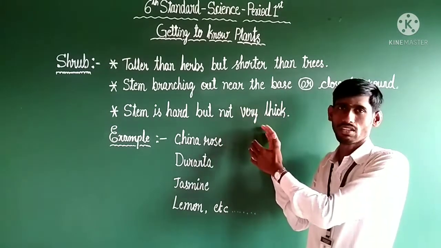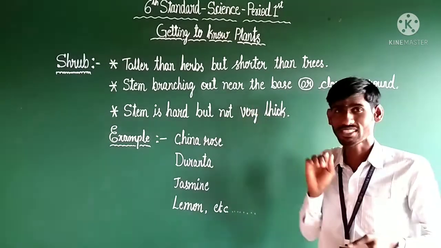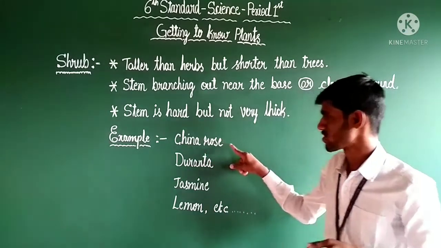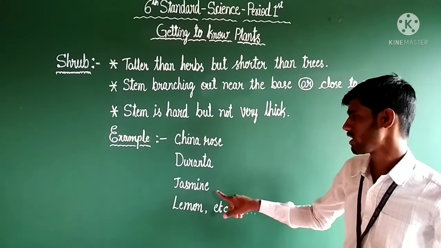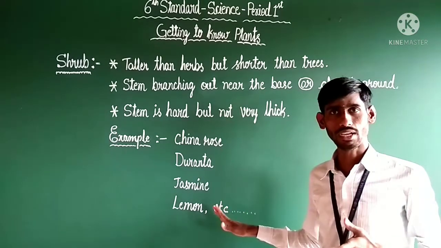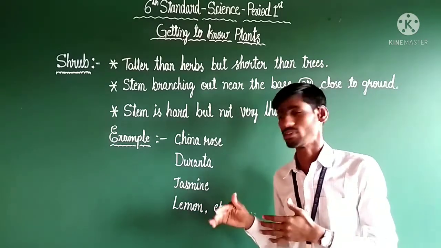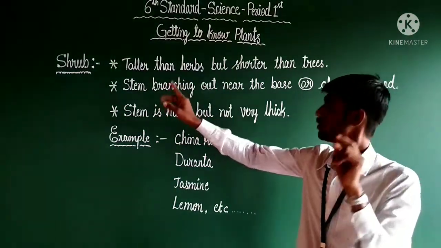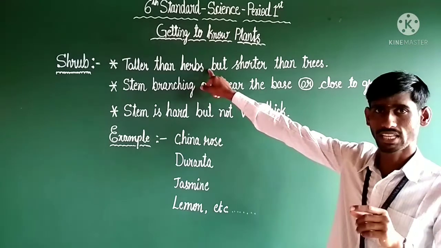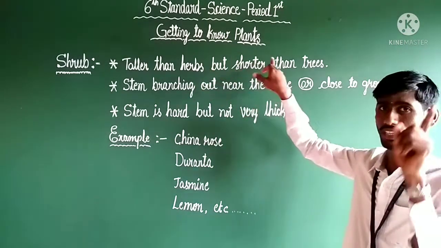If you compare to a tree, it is lesser. It's in between. Dear children, examples of shrubs are China rose, Duranta, jasmine, lemon, and many more. These are all simple examples of shrubs. Point to be noted: it is taller than herbs, shorter than trees.